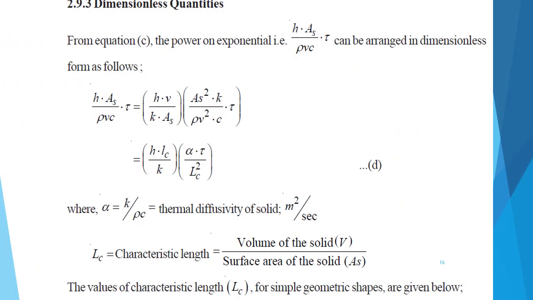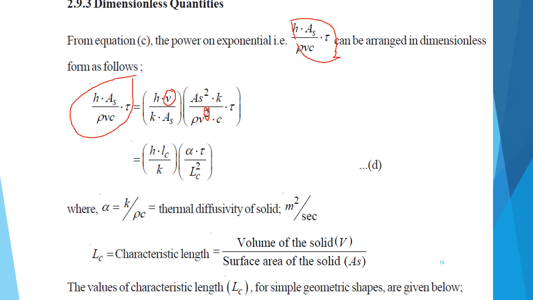Now the term hA upon rho Vc into tau, we have to rearrange it, and when we rearrange, we will get two very important dimensionless numbers. That is very important for conduction heat transfer transient analysis. You can see the term hA upon rho Vc into tau. I am rearranging this term by multiplying V in the numerator and dividing by the same V in the denominator.